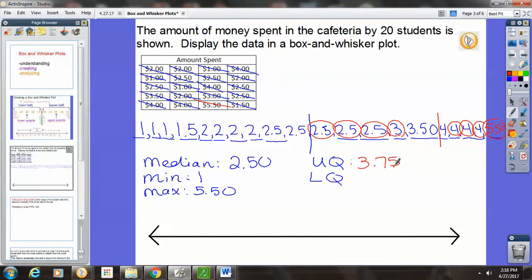And our lower quartile, do the same thing. Just finding the median here. Which would be 2. Yeah. Okay, so on our number line, we're going to need to include numbers from 1. 550 is our max. Let's go 1 to 6.